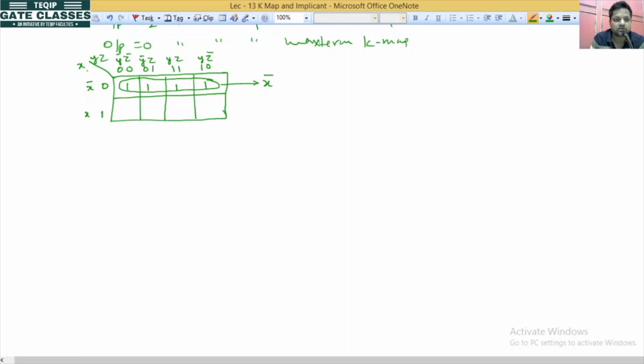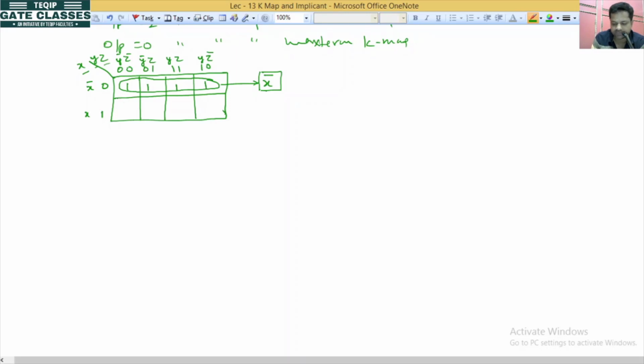So how many variables is the K-map? It is a 3 variable K-map. So when we group 4 cells together, how many variables are eliminated? It will be 2 variables, y and z, because the Boolean expression obtained by grouping is x bar. Only x, in terms of x we got the Boolean expression. So total 2 variables are eliminated, that is y and z.